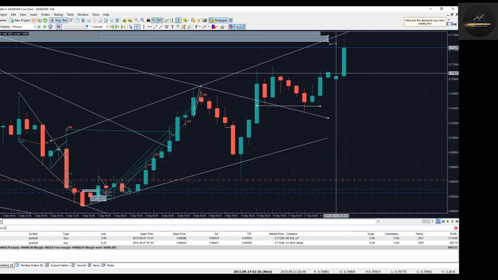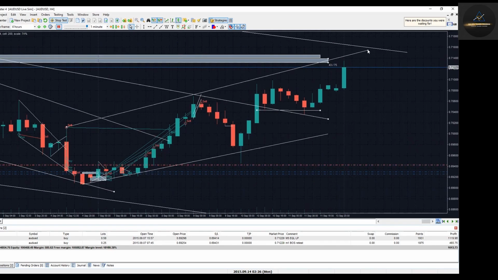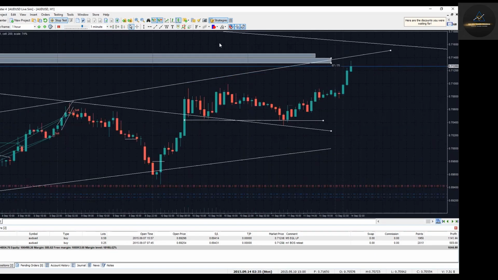So on the H4, we've got this bank level. So this channel, it's a little bit wonky. Here we go. I might be looking for a pattern up here to go long. So let's go back to the H1. Let's press play, zoom out.